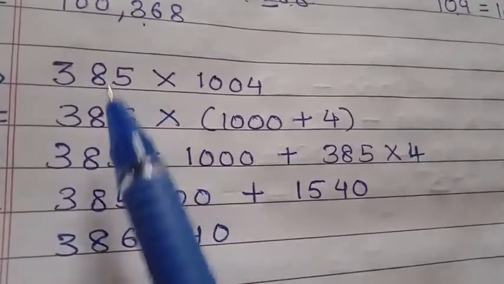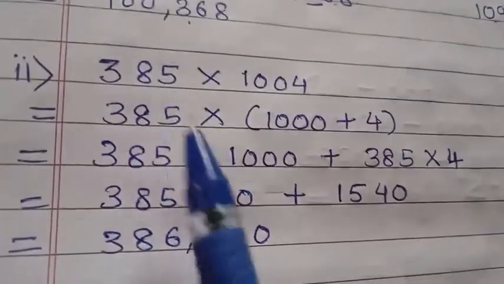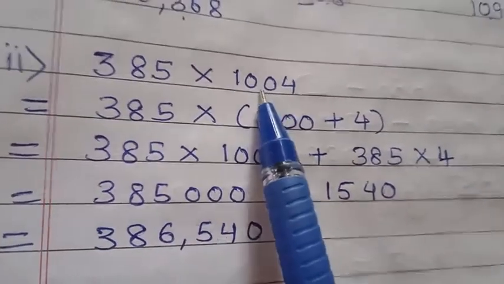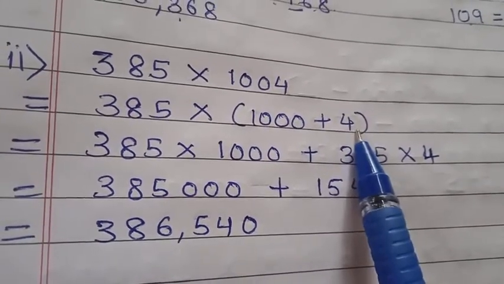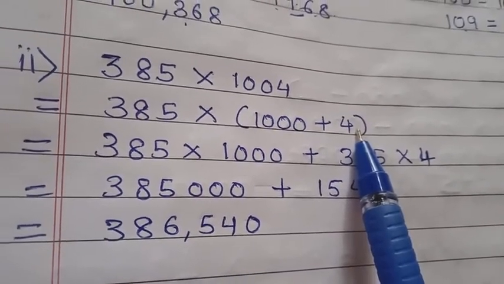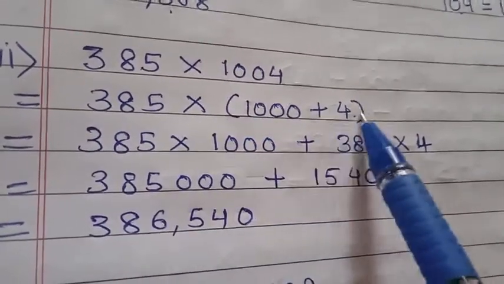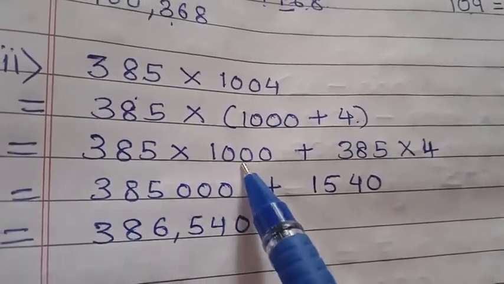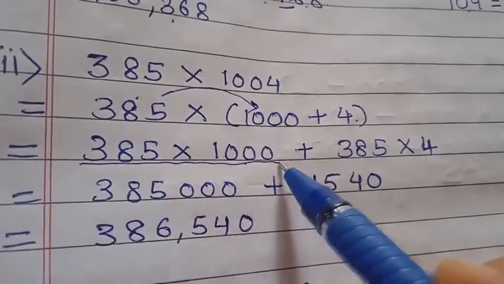Next you can see here, 385 multiplied by 1004. I have split it as 1000 plus 4. If it is 1005, it is 1000 plus 5; if it is 1001, 1000 plus 1. So 385 multiplied by 1000 plus 4. 385 multiplied by 1000, this is multiplied by this, so I have written it here. This plus.